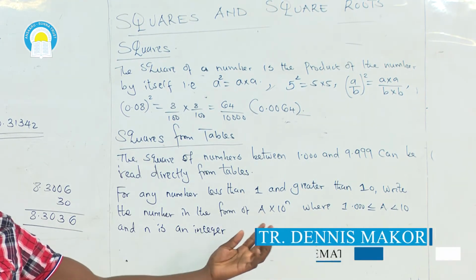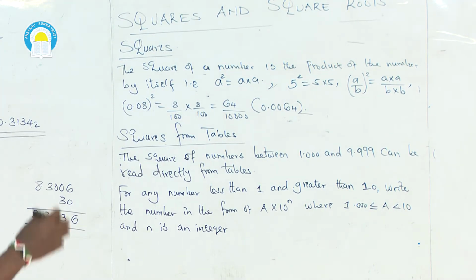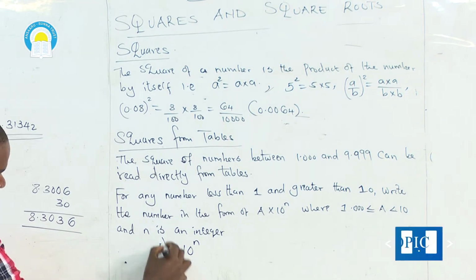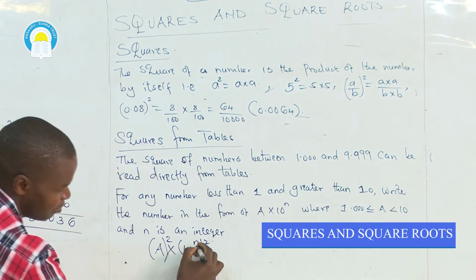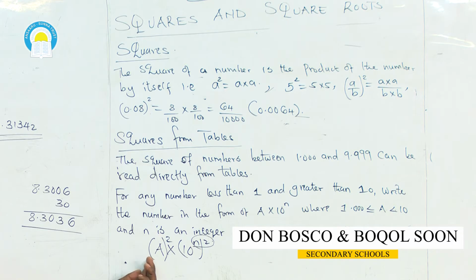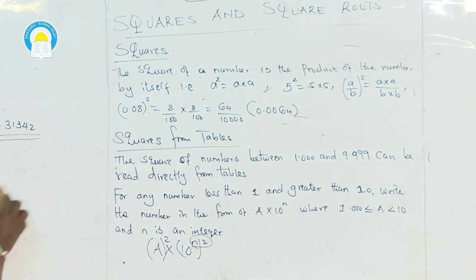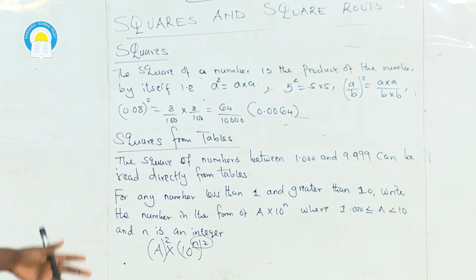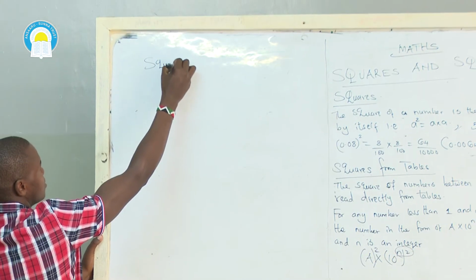After writing the number in the form of a times 10 power n, you can find the square of that number. That means when you write the number in the form of a times 10 power n, find the square of a, and you also find the square of the power of 10. To square the power, you just multiply the value of the powers, then multiply by the square of a, and you find the square of that number. This is what we covered for those numbers which are less than 1 and greater than 10. We also did square roots of numbers.